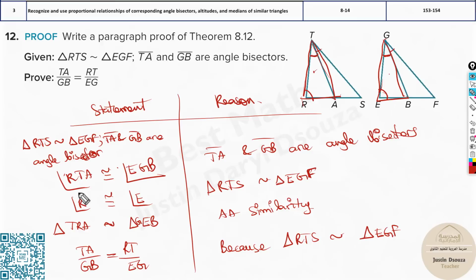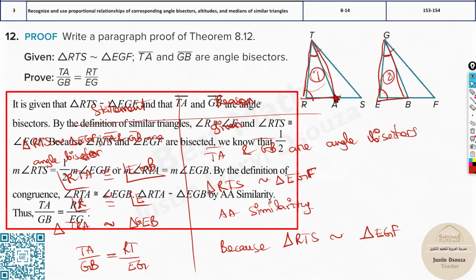So therefore we have proved it. We have to write the given. The reason is given. The first one I've written the given, but I've not written the reason. Next one, because they're angle bisectors, and over here because these two triangles are similar. And then from AA similarity we have proved the first triangle is similar to the second triangle, and then we can write the triangle proportionality. So this is the answer.